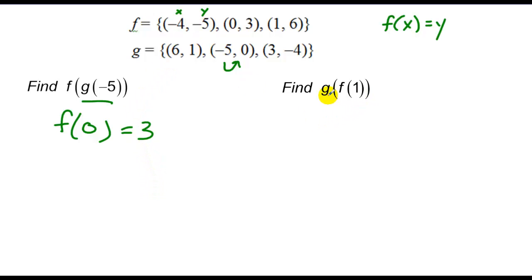Likewise, if I want to find g of f of 1, I go to the f function and look for a value of 1. I look for its output, which is 6, and say now I have to find the g value evaluated at 6. I pop that 6 into the g function, get an output of 1, and g of f of 1 is actually equal to 1. You just have to follow the order of operations with respect to the functions. Do the interior first, and then do the outside.